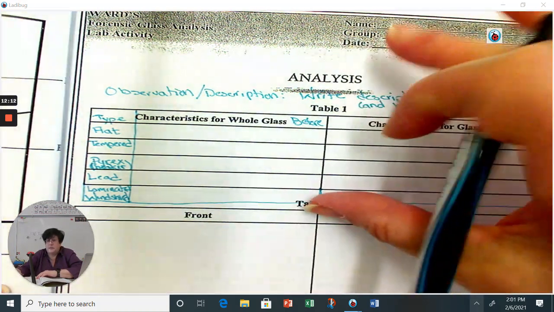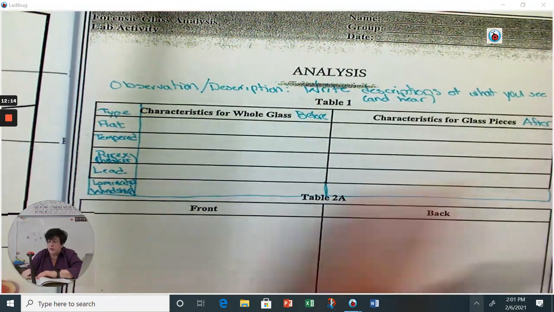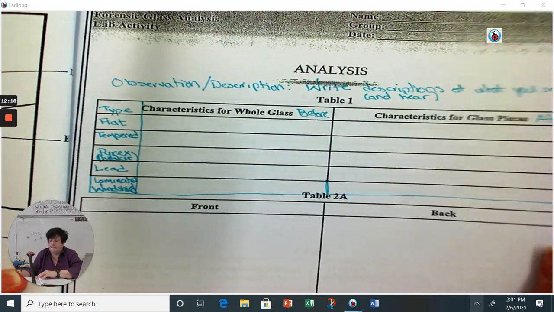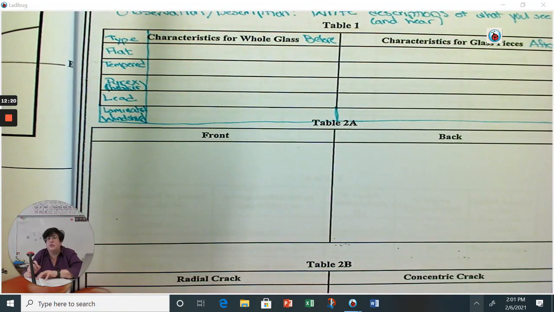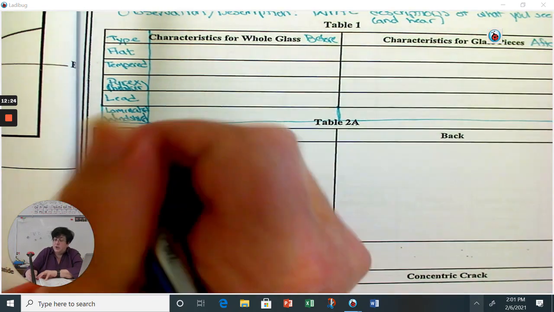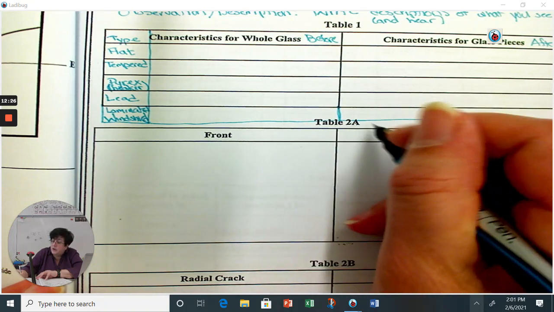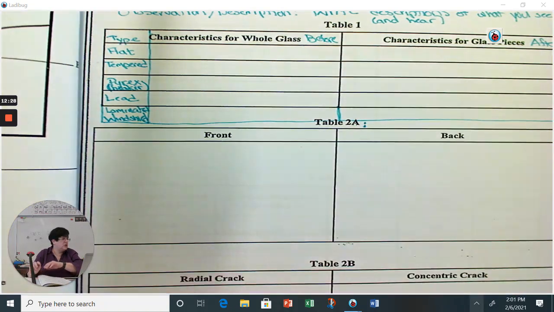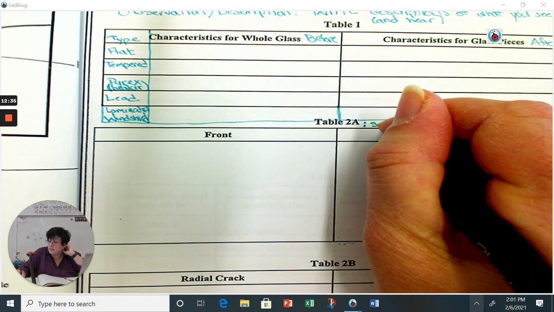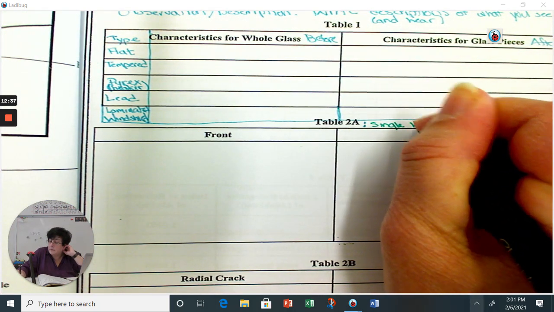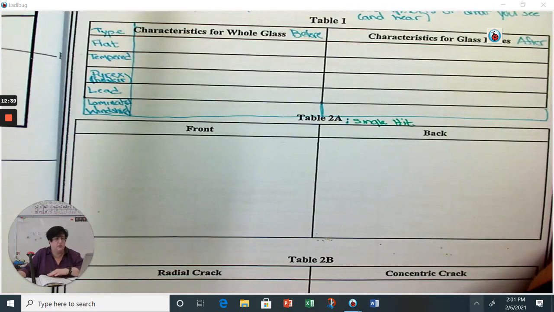So that's this part. The other part, that's table 2A. This table is breaking the flat glass, just the flat glass in a single hit. Right. So this is single hit flat glass. I'm going to change the color of my pen so you realize it's a different experiment. Now this doesn't look that different in color. This is green and the other one's blue.